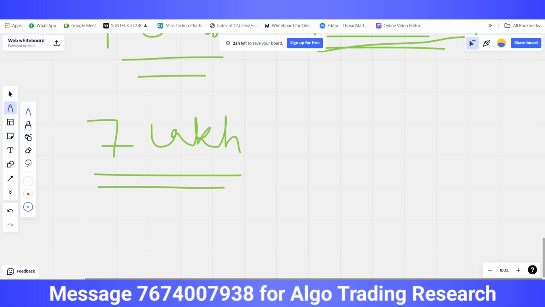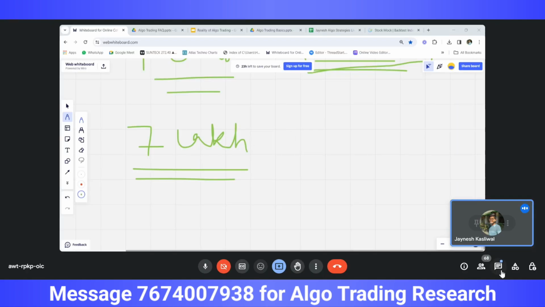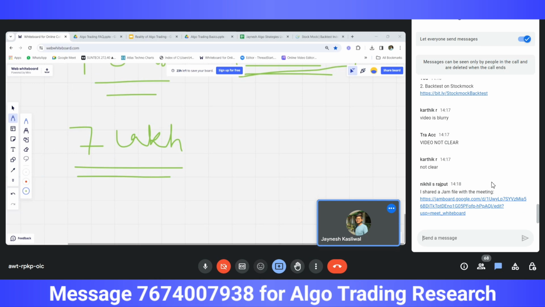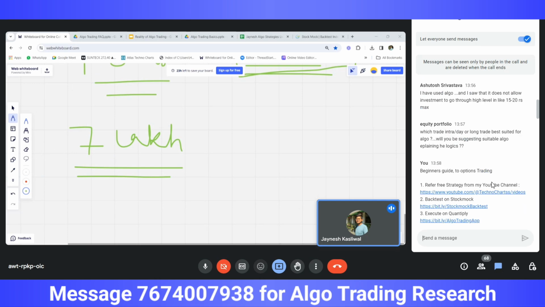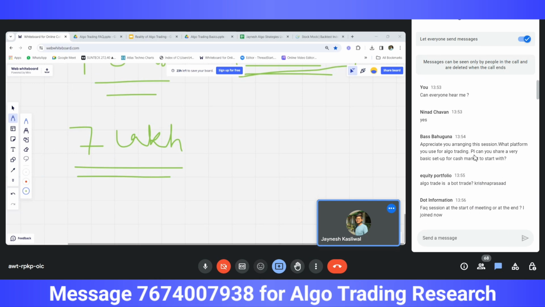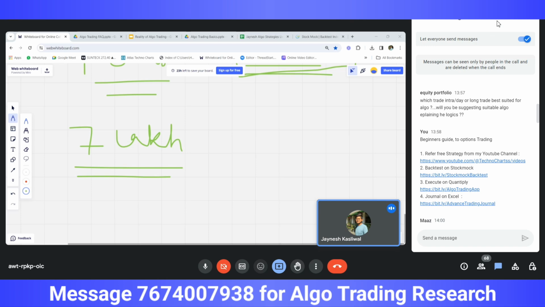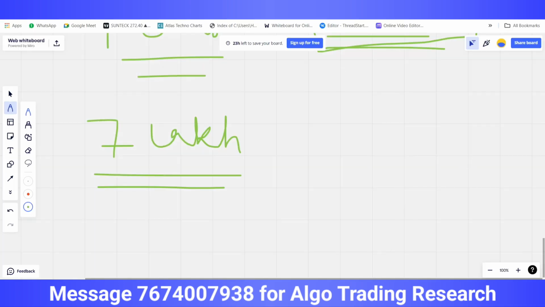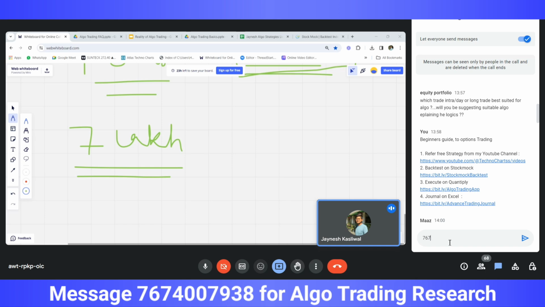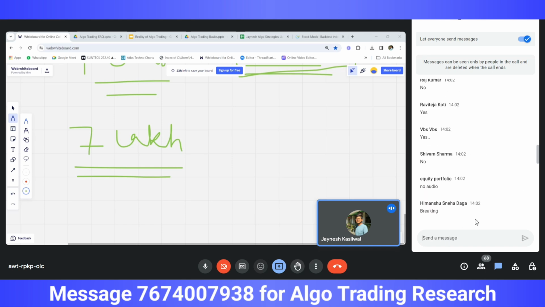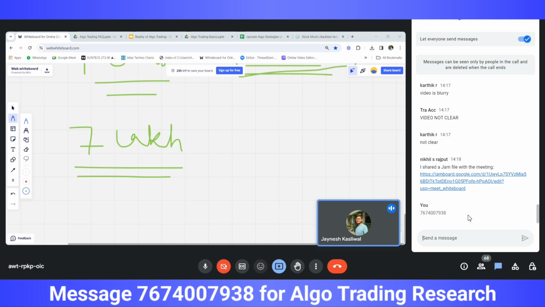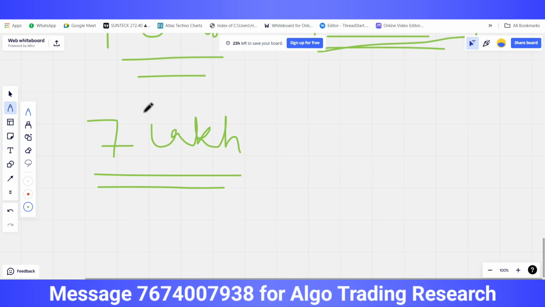Now if you do not have an idea about how you can create your own algos, you can message me on this number and I will share some of the predefined algos that I have and that I share with clients, and you can start this basic journey, right? So you now have 7 lakh rupees.